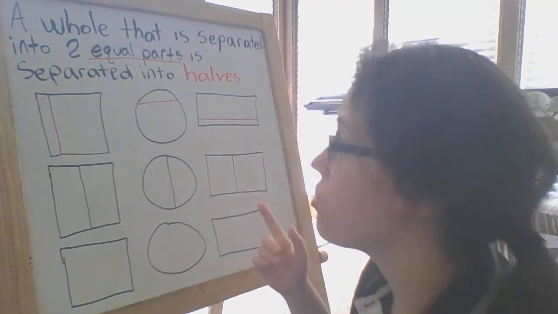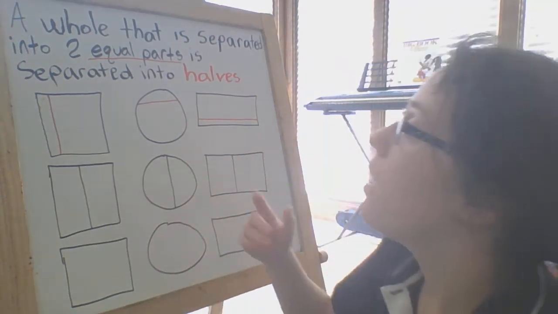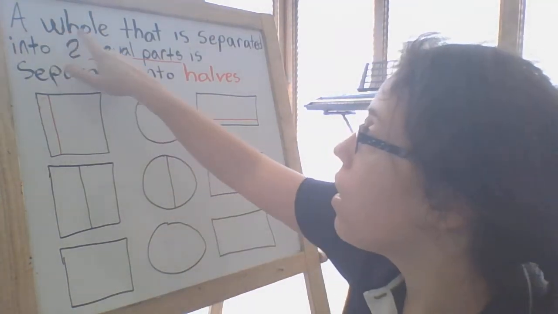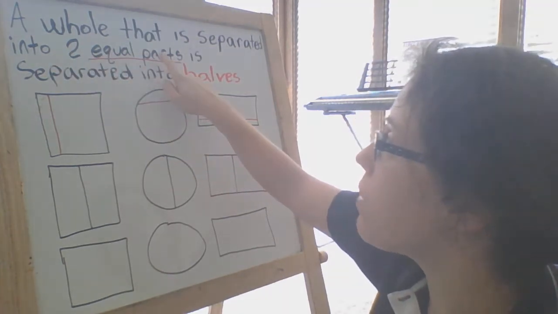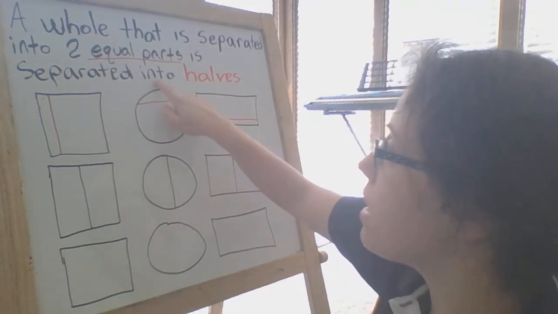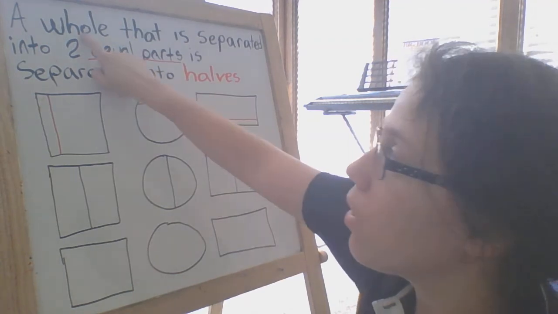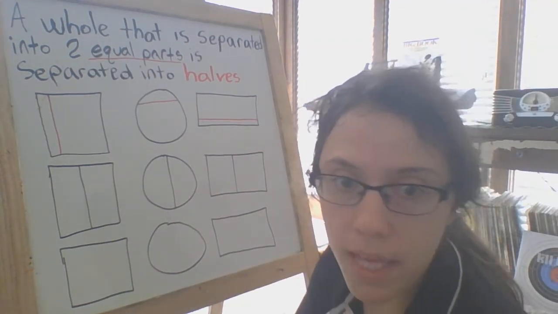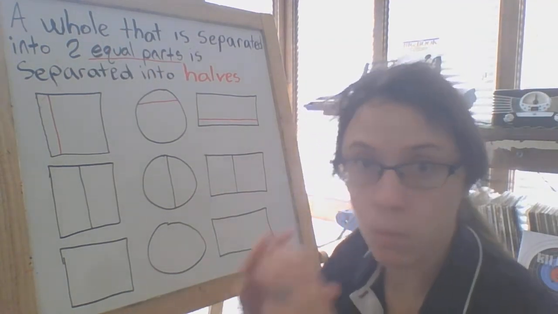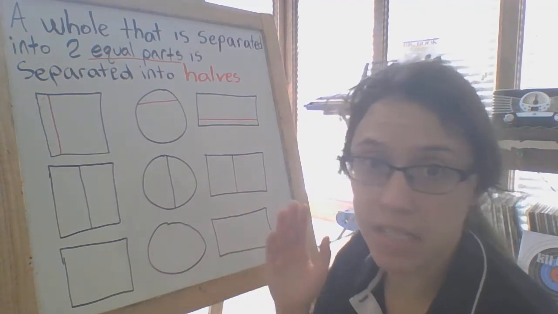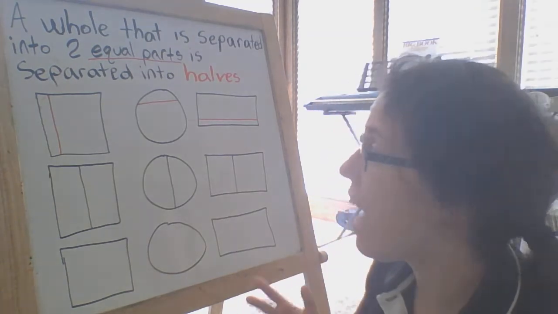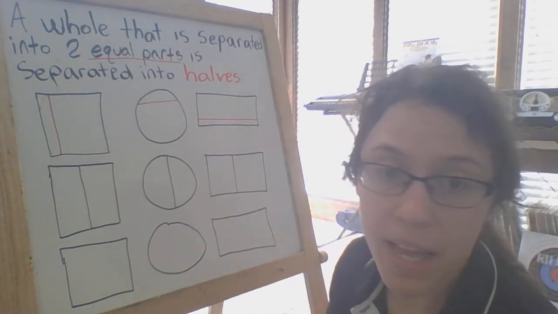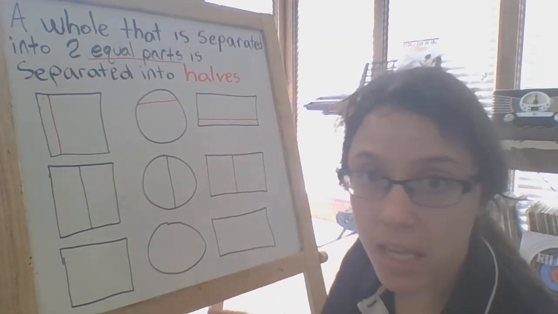So I have the definition up here. We're going to read it now. It says, a whole that is separated into two equal parts is separated into halves. Now, you learned that a whole is when something is completely one. It is not divided, it is not separated, it is not cut. It is the one whole thing. So a half is when that is just separated into two.